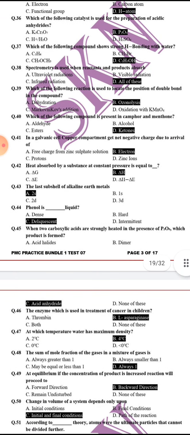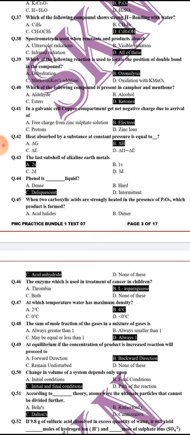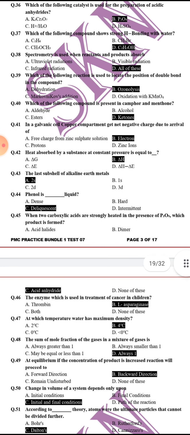The next MCQ in glacial acetic acid, MCQ number 41. In a galvanic cell, the copper compartment gets the negative charge due to the arrival of electrons. Heat absorbed by a substance at constant pressure is equal to delta H. The last subshell of the alkaline earth metals: we know that alkaline earth metals are the elements of the second group. So there are two valence electrons in the last shell, so they have valency 2s.